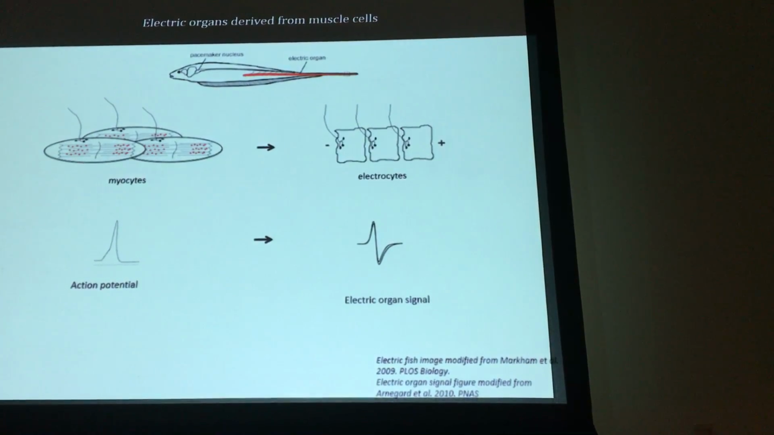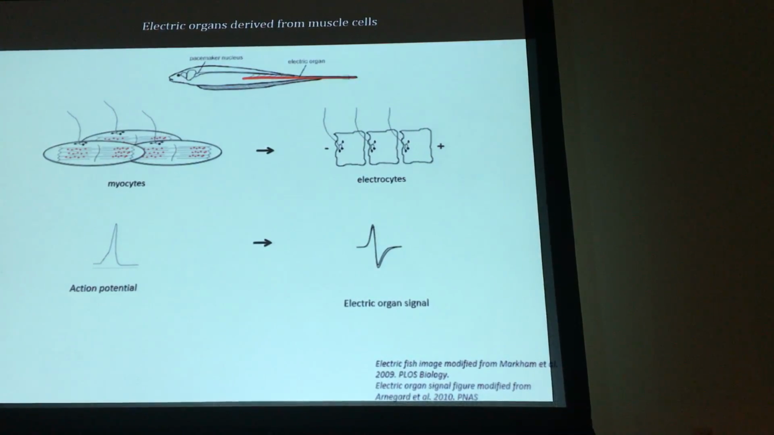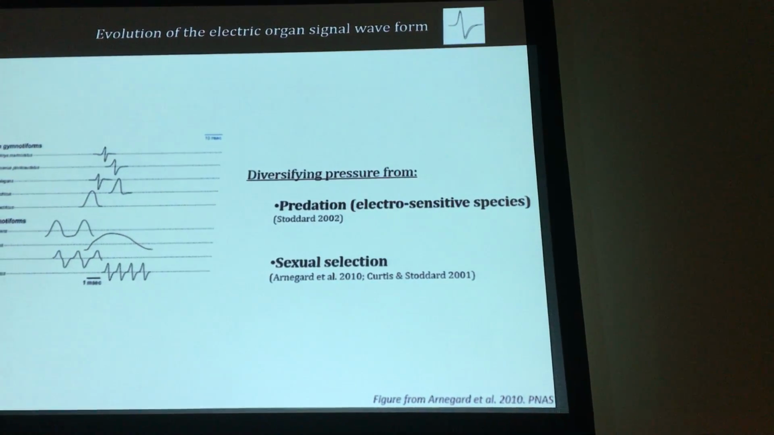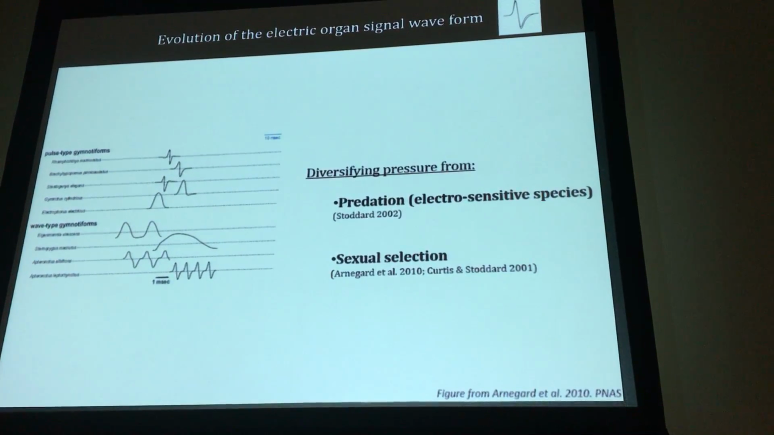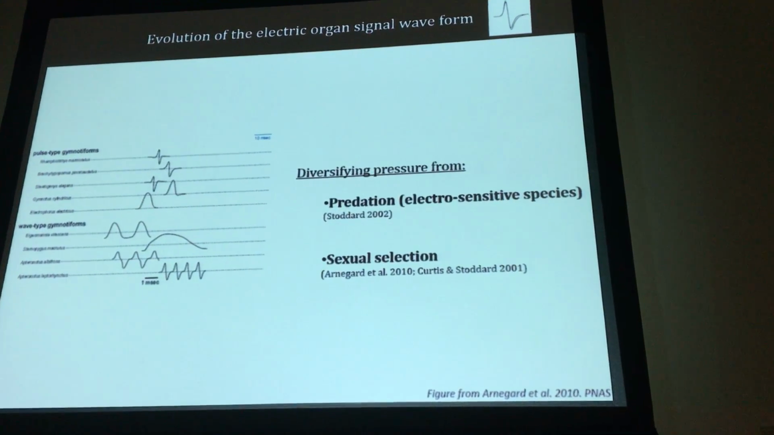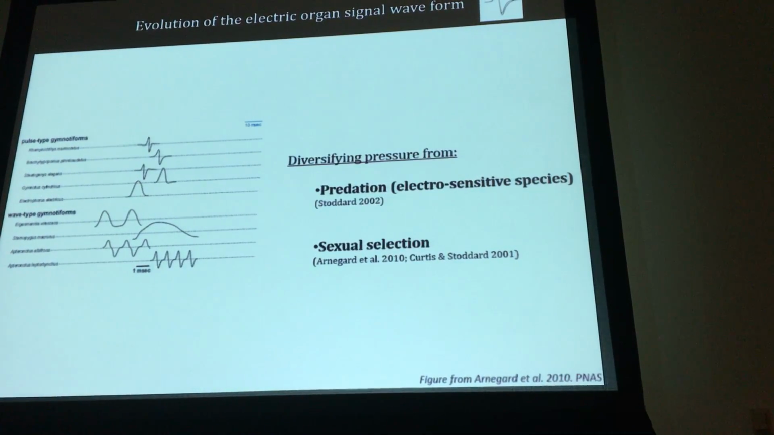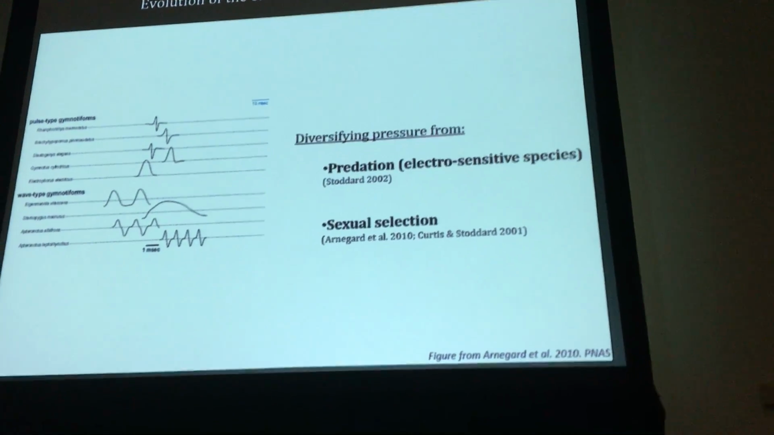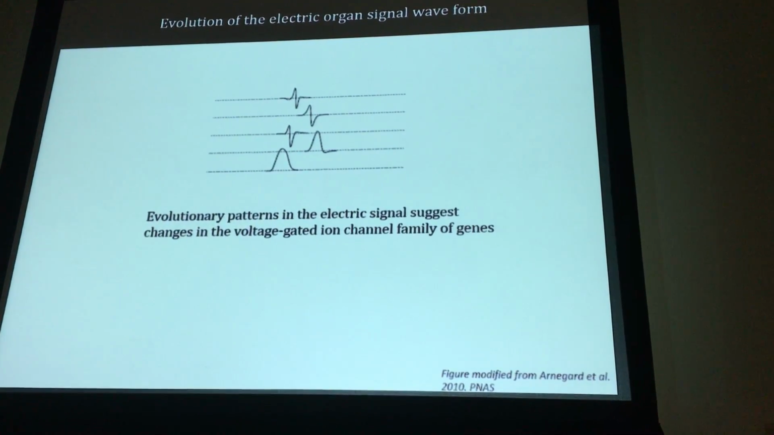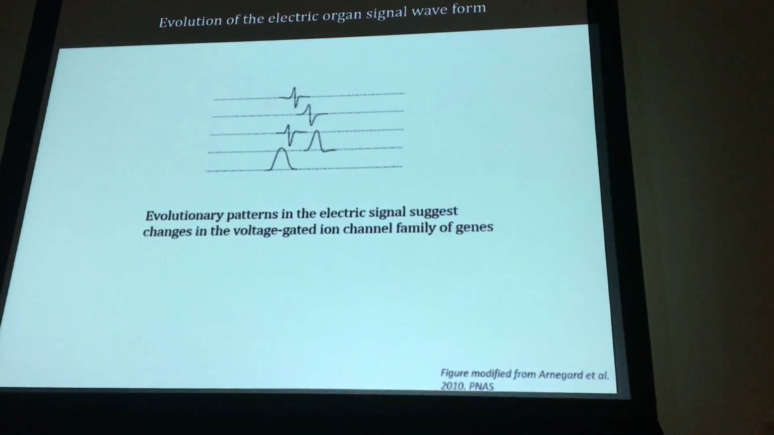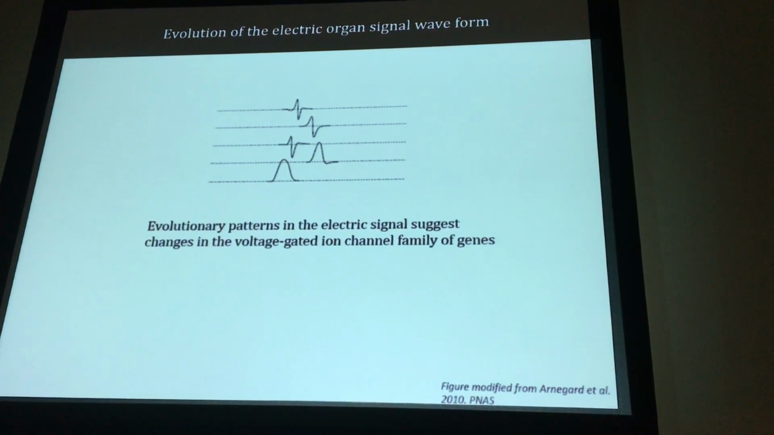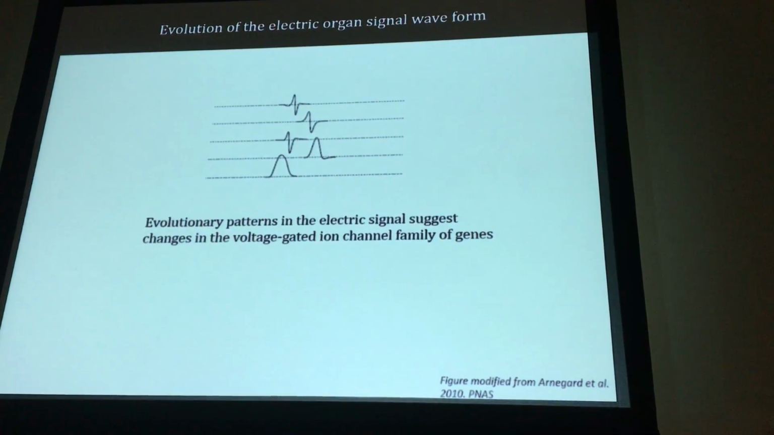machinery that generates action potentials in skeletal muscle for the job of generating the electrical signals that they broadcast into the water. And interestingly, the waveform of these electrical signals has greatly diversified in this clade of species, driven by selective pressures such as predation from electrosensitive predators, as well as sexual selection on the shape of the waveform itself. And so this diversity of electrical signals implies that we can determine interesting evolutionary patterns in the molecular machinery behind the electrical properties of excitable cells, namely the voltage-gated ion channel family.